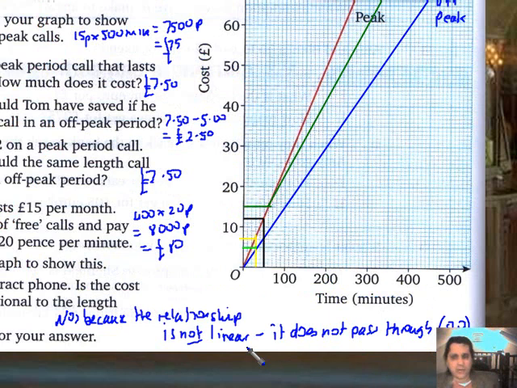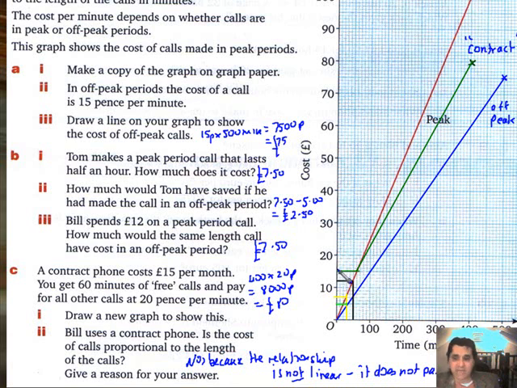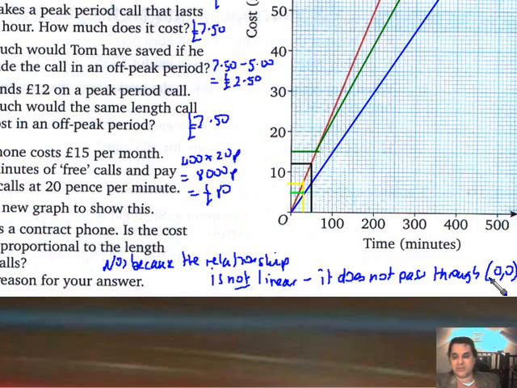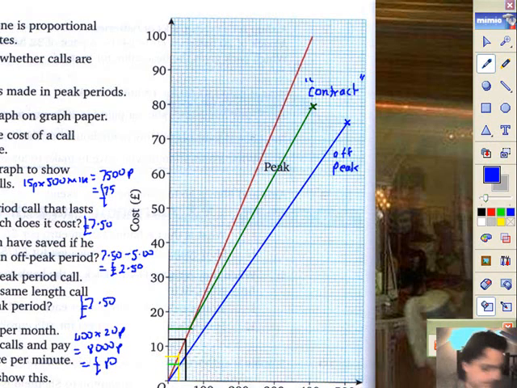If this is totally linear, then obviously 0 time costs £0. But clearly, even if Bill doesn't even use the contract phone at all, he still has to pay £15 for the month for the privilege of just having it. So it's not a straight line relationship, it's not linear. So no, because the relationship is not linear and it does not pass through the point 0, 0. And then it will be linear, just like the peak and the off-peak arrangements.